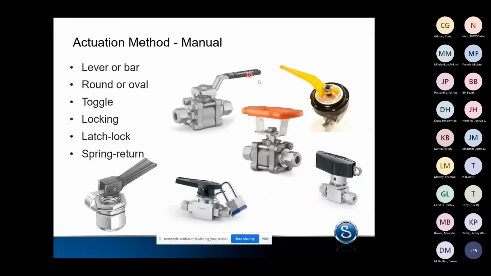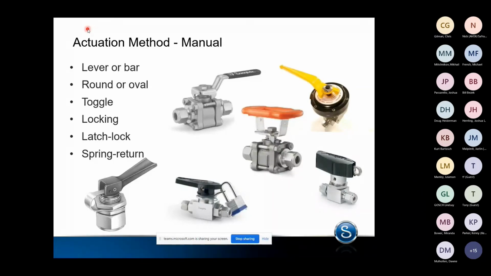Any questions on needle valves? Or ball valves? Everybody all right? Looks like it, sir. All right.